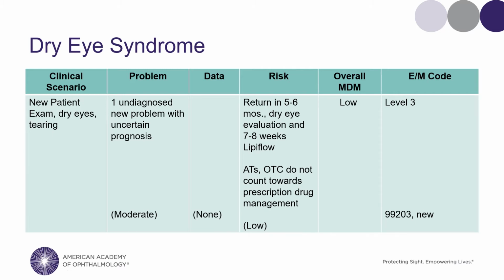Now this would be considered a low risk. Also, the artificial tears and over-the-counter treatments would not count towards prescription drug management. So to meet at least 2 of the categories, the overall medical decision-making would be low. And the E&M code would be a level 3 new patient 99203.